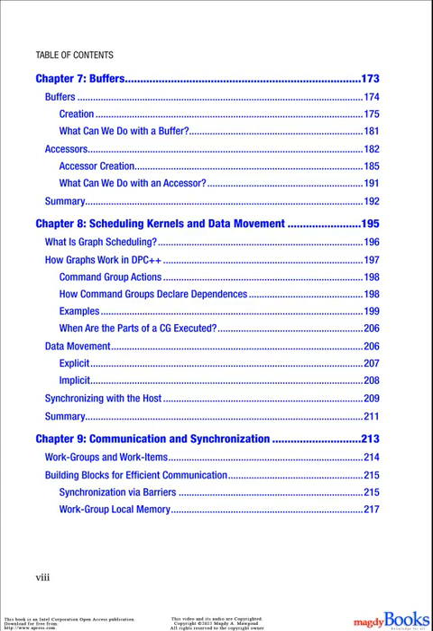What is graph scheduling? How graphs work in DPC++. Command group actions. How command groups declare dependencies. Examples. When are the parts of a CG executed? Data movement. Explicit. Implicit, synchronizing with the host. Summary. Chapter 9. Communication and synchronization.